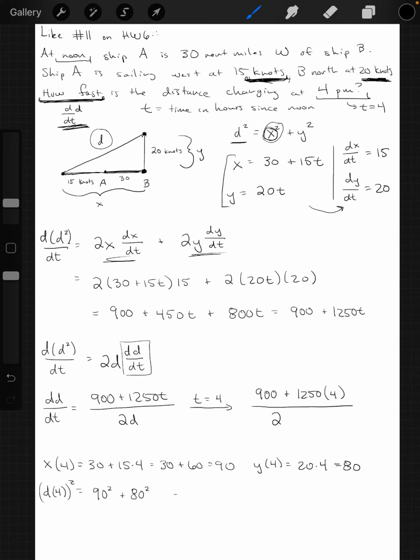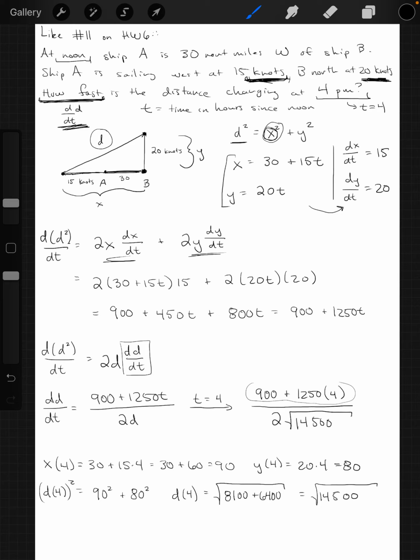So d of 4 is going to be the square root of 8100 plus 6400, 14500. And we can plug that in here. And again, this would be a good one to throw in your calculator at this point.